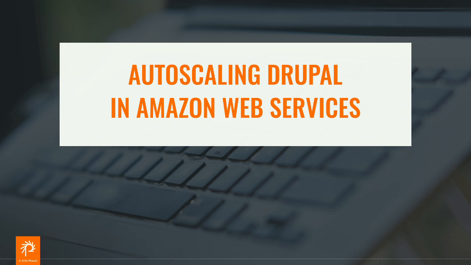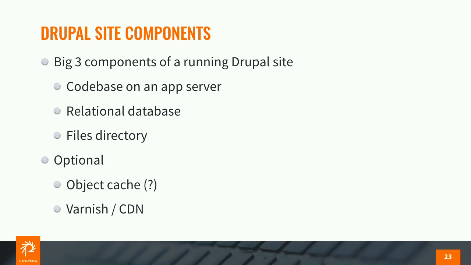So for a more practical example, let's talk about what you would need to do to autoscale a Drupal site using Amazon Web Services. And I'm using AWS because they are definitely the market leader. Google certainly also has all these capabilities. So, a Drupal site running in production is really made up of 3 different things. You've got your code base that's living somewhere on an application server. That could be a LAMP stack, a LEMP stack, but ultimately you've got the Drupal code base and you have something that is running PHP.